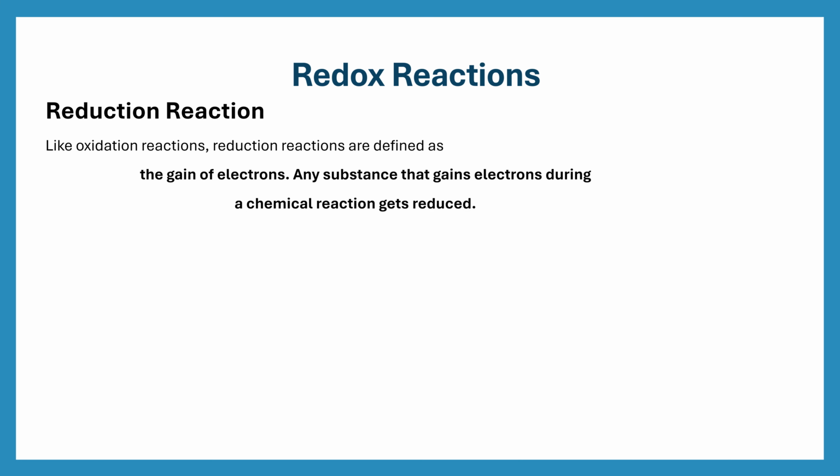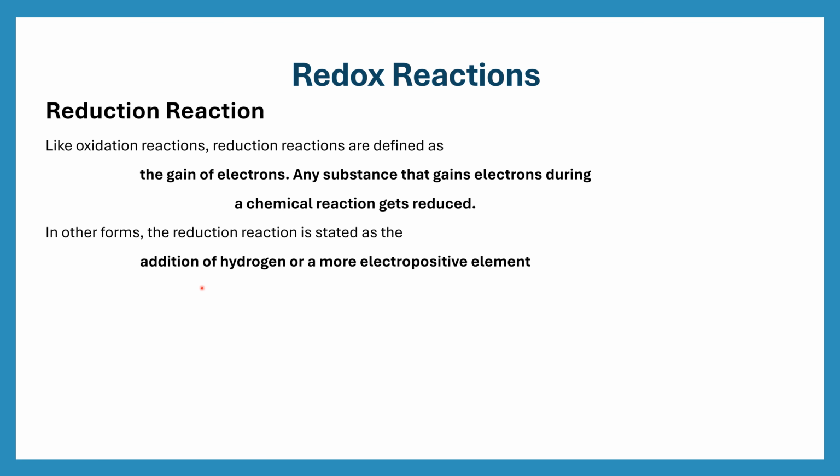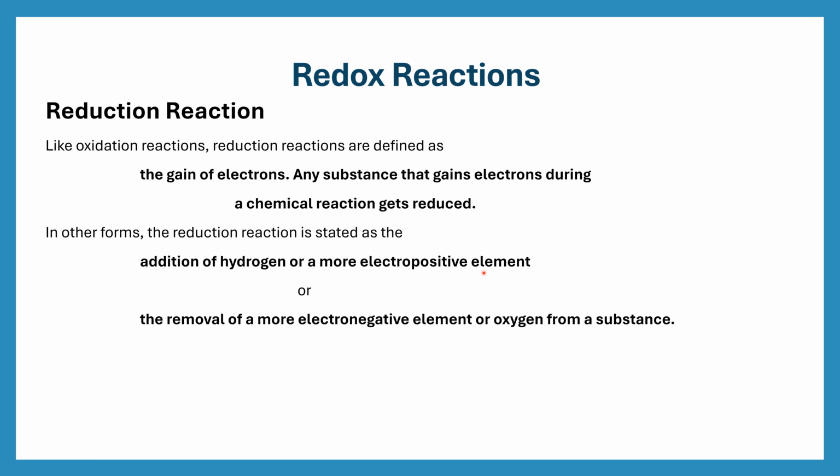But that is not the only way to define it. There are a few more ways to recognize a reduction reaction. In other forms, a reduction reaction can be stated as the addition of hydrogen or a more electropositive element to any compound, or it might involve the removal of oxygen or a more electronegative element from any substance. Now, let us check out a couple of examples.